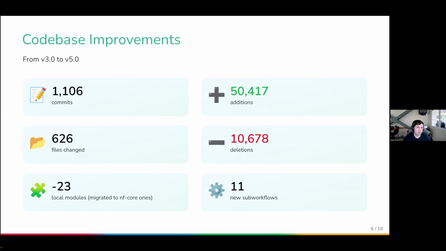From 3.0 to 5.0, we have had 1,000 commits and over 50,000 additions and 10,000 deletions. But we are getting there. We still have some modules we plan to migrate to nf-core official modules. And we have obviously been using some workflows to make the design of the pipeline more modular.